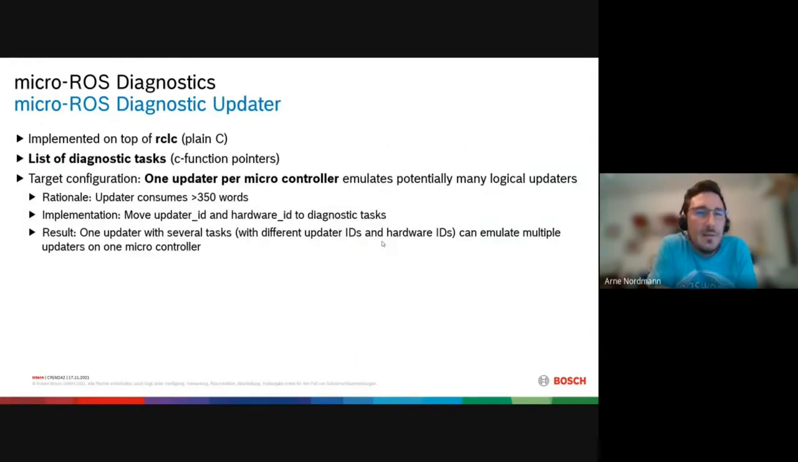All right, and these messages are sent by our diagnostics updaters. These are implemented on top of RCLC, that is the ROS client library in C. And they are basically a list of diagnostic tasks. And these diagnostic tasks are C function pointers. So the diagnostic updater knows which C functions to call in order to get the information that we want to send out with the diagnostic status message.